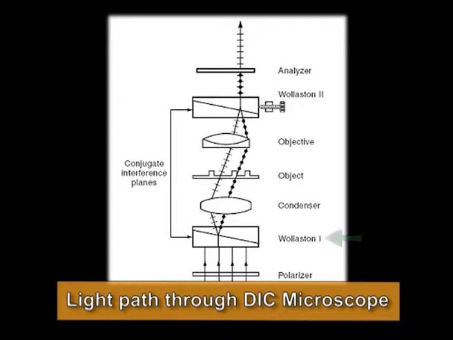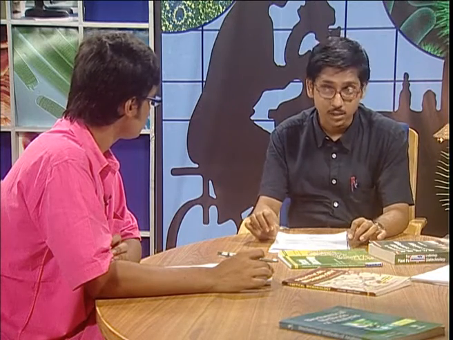What it does is break up the light into two rays, and the distance between these two rays is known as the shear. So what is the importance of shear distance? That's a very good question. Shear distance is the distance between these two rays, and one should always keep in mind that this shear distance should be less than the resolving power of the objective. Otherwise, a double image will be formed.